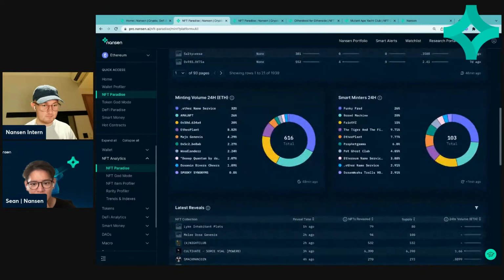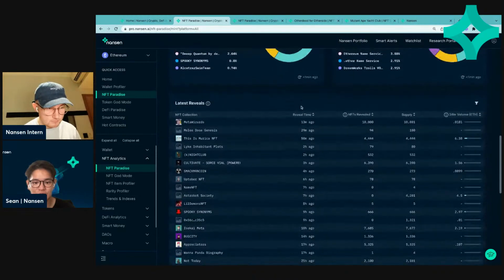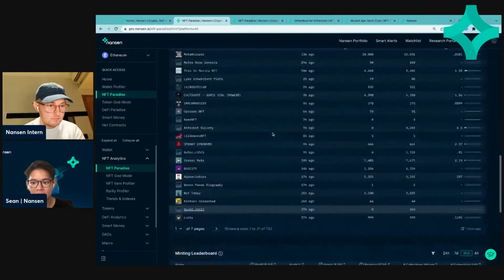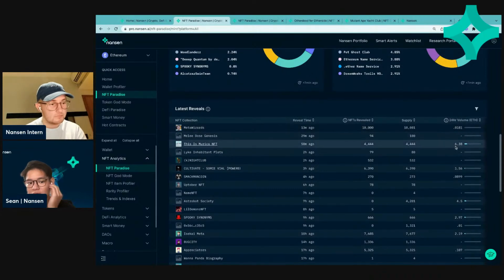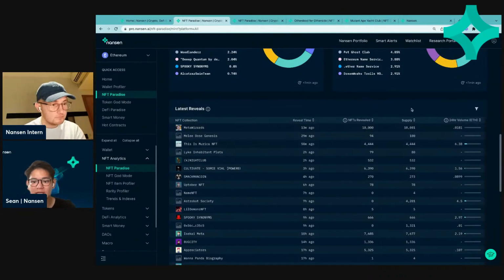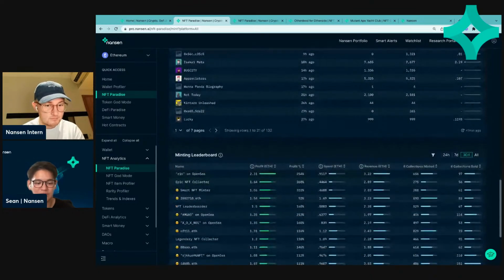And if you continue to scroll down, you can see what smart minters are minting for 24 hours. So this is a pretty useful chart because most Nansen users are really interested in smart money. We can also see some of the latest reviews that are happening, right? And how their 24-hour volume is doing. So for those with higher volume, it kind of gives me more conviction as well. If this collection has a good amount of volume traded, I know many people are involved in it. There's a lot of trades going on. I'll most likely check those out.